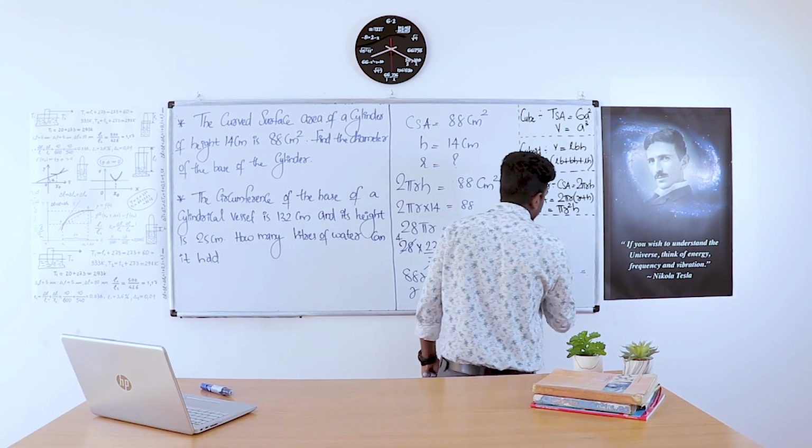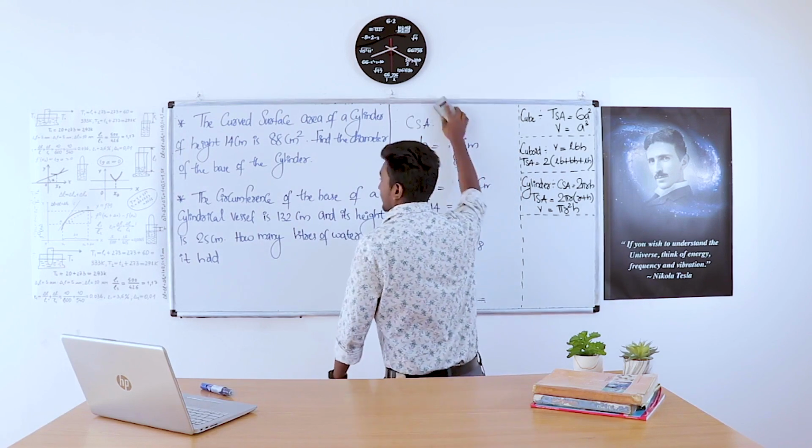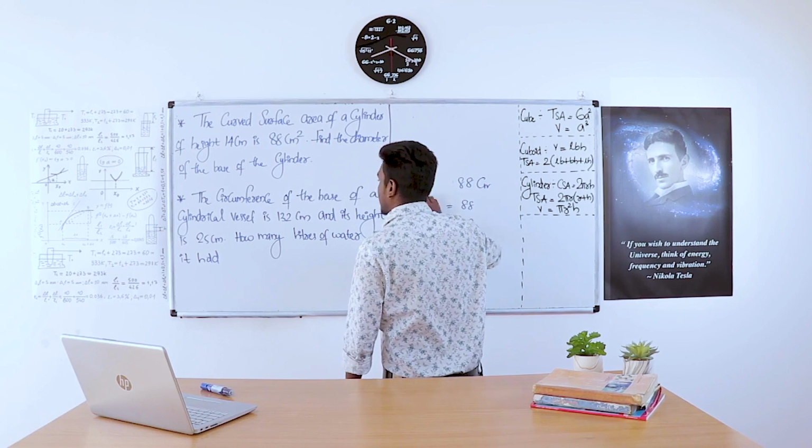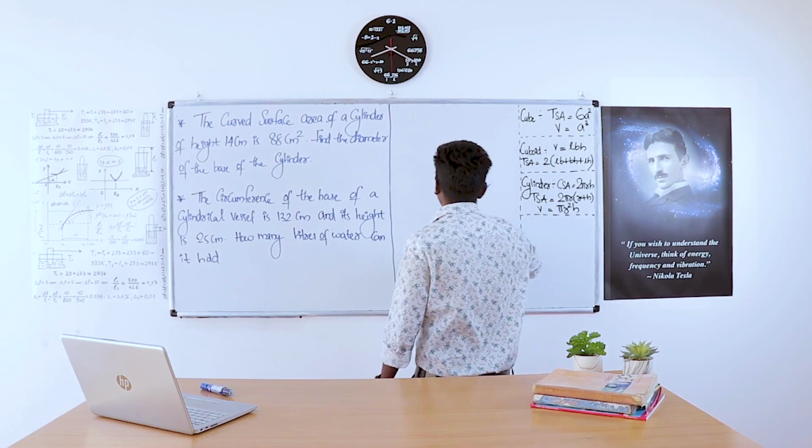Now look at the next question related to the same cylinder. The circumference of the base of a cylindrical vessel is 132 centimeter.